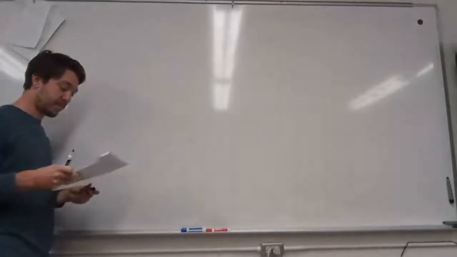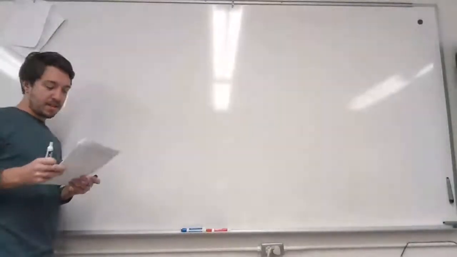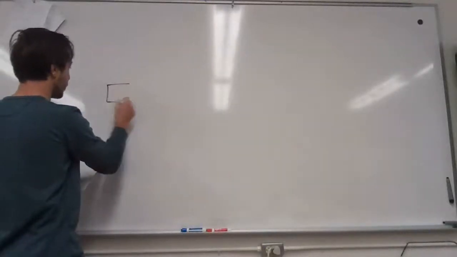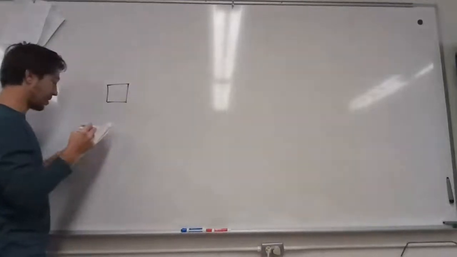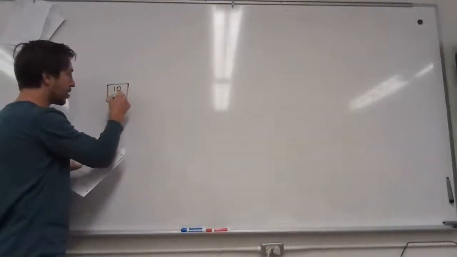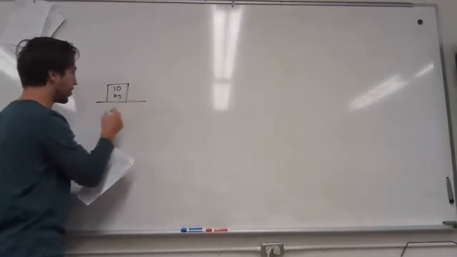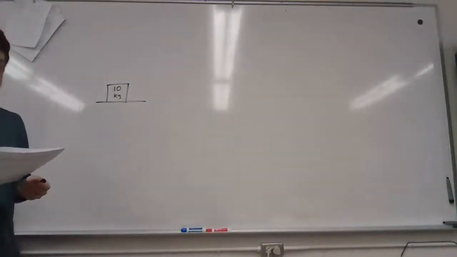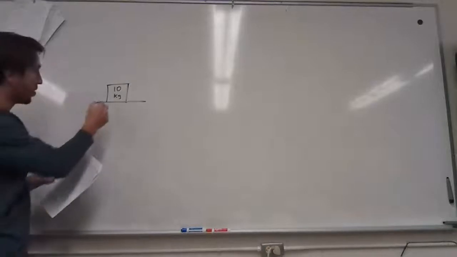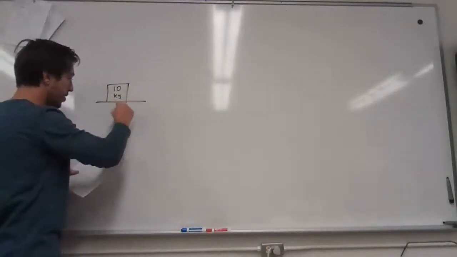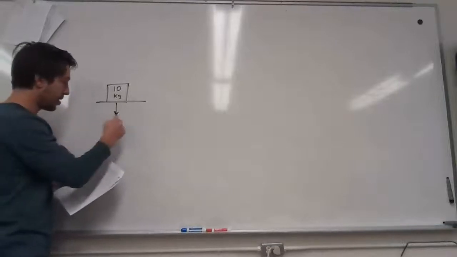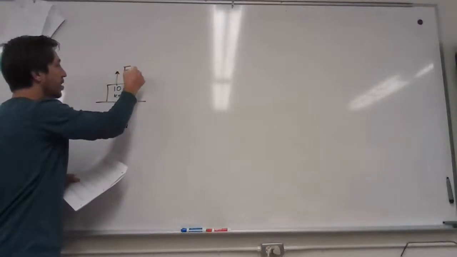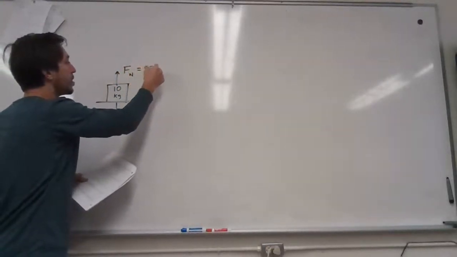Okay, so number 2. You've got the nickel block, and it's 10 kilograms. Nickel block on a Teflon surface. Notice the coefficients of friction are pretty low because Teflon's pretty slidey. So do the force diagram. How much downforce is there? 98 newtons, which means there must be a normal force of 98 newtons.